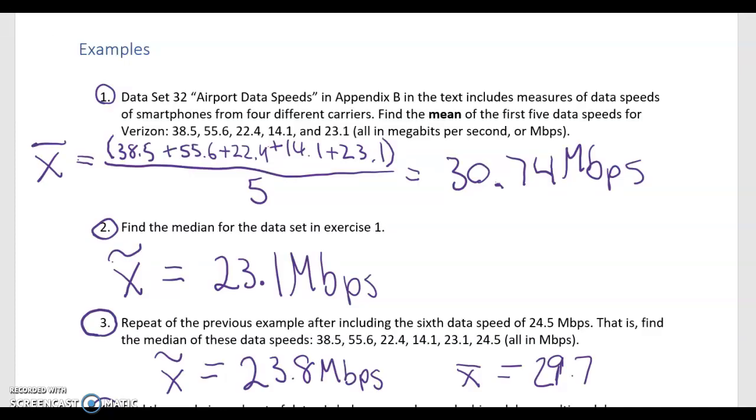Take a moment to check your answers for 1, 2, and 3. For 1, we get a mean of 30.74 megabits per second. For 2, we get a median of 23.1 megabits per second. For 3, we get a median of 23.8 megabits per second and a mean of 29.7 megabits per second.